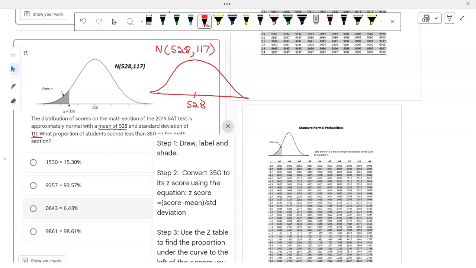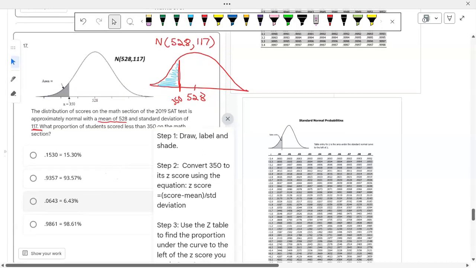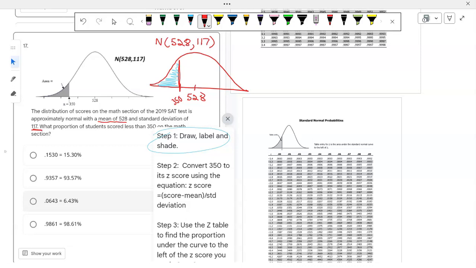And then the question is, what proportion of the students scored less than 350? Okay, so I'm going to kind of estimate, 350, I don't know, maybe about there. I'm going to draw a line. That's my 350. And the question's asking, what is this proportion? What proportion right here of this normal distribution is shaded? Okay, so that's our first step right there. That's done.